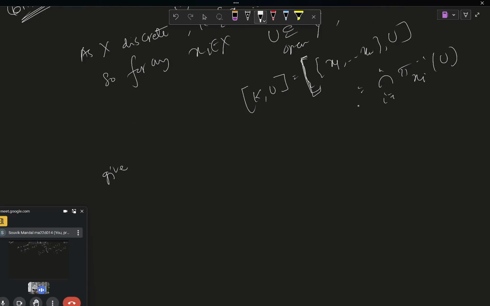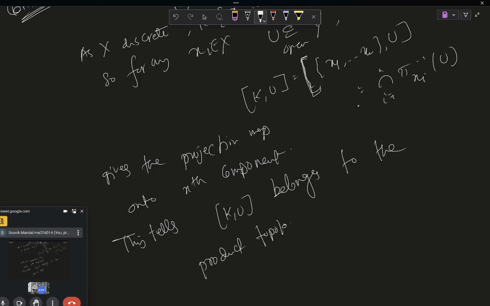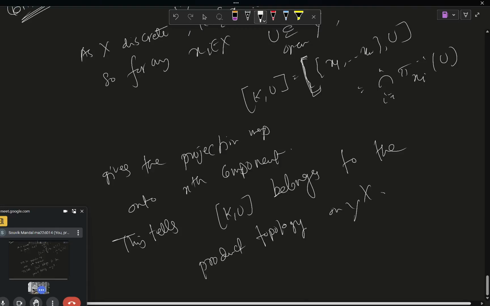And this gives the projection map. So [K, U] belongs to the product topology of Y to the power X. So do note one thing: this argument we have seen earlier, so this is the same thing we are taking again.